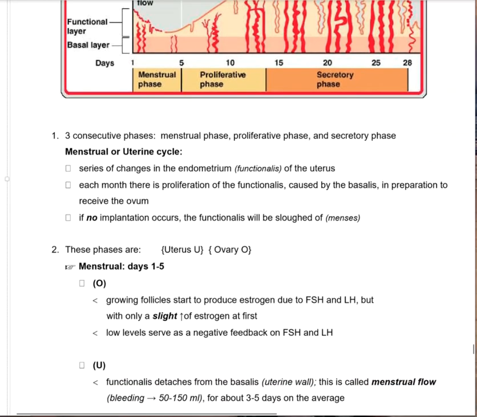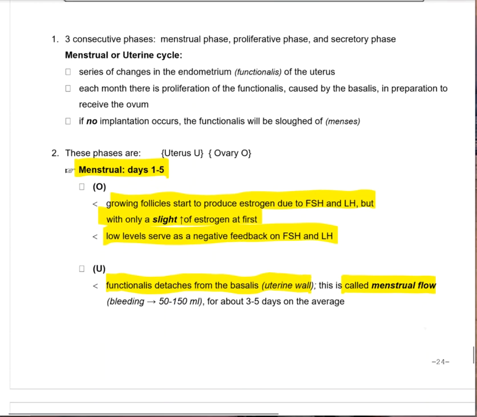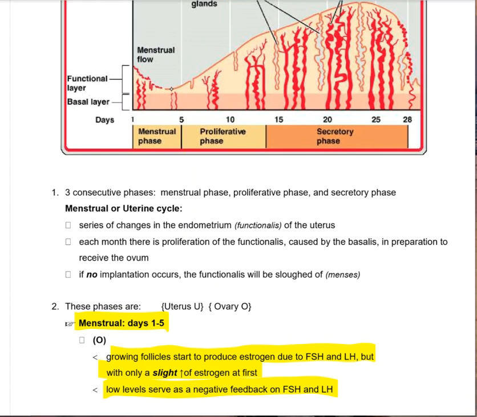So we're going to start in the menstrual cycle, the first 5 days of the whole cycle. So what's happening in the ovary? Well, we said that growing follicles start to produce estrogen due to FSH and LH, but only a slight amount at first, and we get that negative feedback that we talked about, right? So that's all review, what we just talked about on the last page. But in the uterus, the functionalis is detaching from the basalis, the uterine wall, and we call this menstrual flow. It's usually between 50 and 150 milliliters, and it's generally about 3 to 5 days on average, but of course, that's going to vary by person a lot, right? And so we get down to a very low functionalis layer. The basal layer always maintains because that's what builds the functional layer.